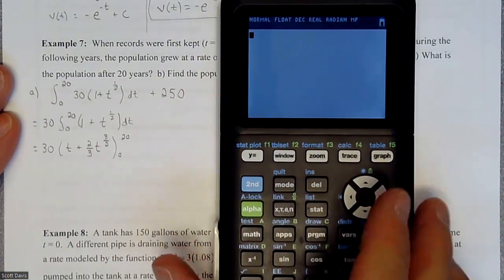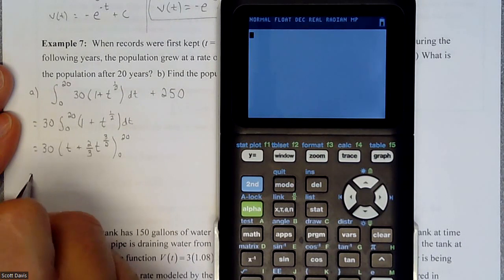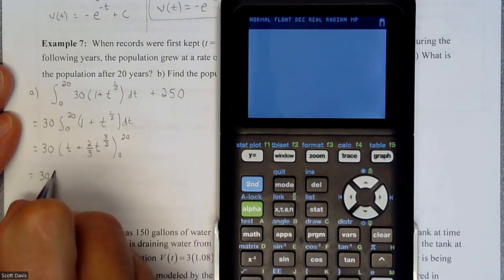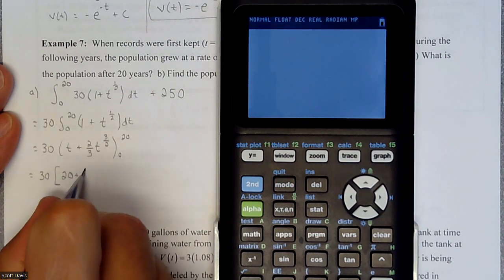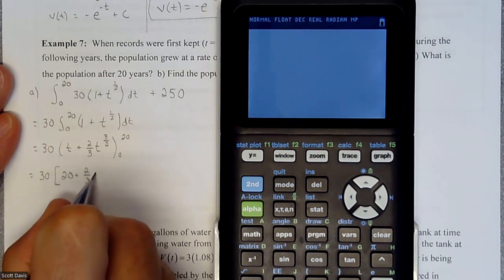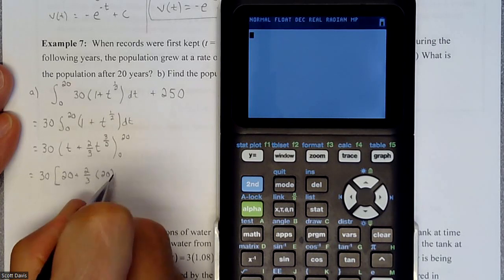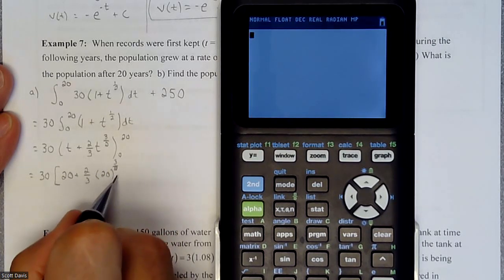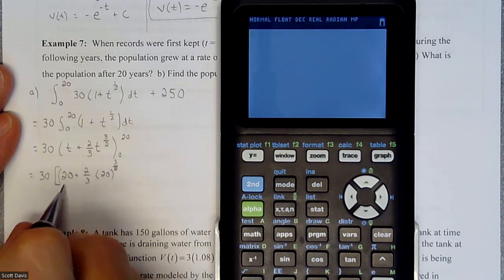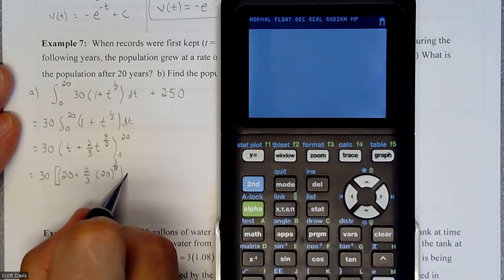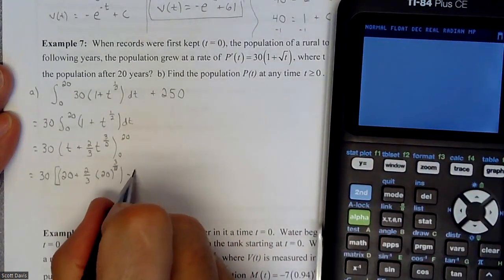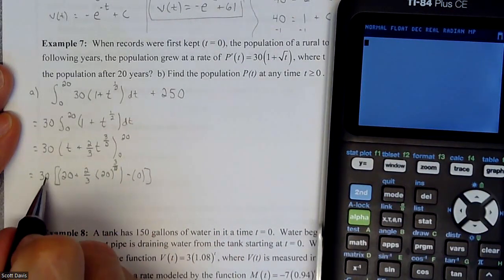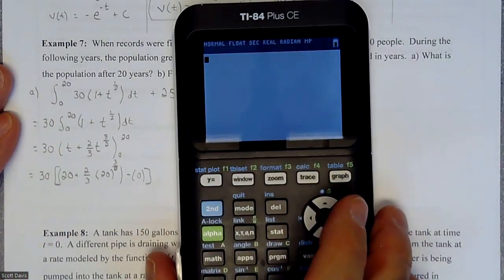All right, so here's what we got. I'm going to be plugging in 20, and we're going to do 20 plus 2/3 times 20 to the 3/2. So that is the first piece, and then minus, we'll be plugging in 0. So it's just going to be 0. Whatever that is, we're going to multiply it by 30. So let's figure out what that is.